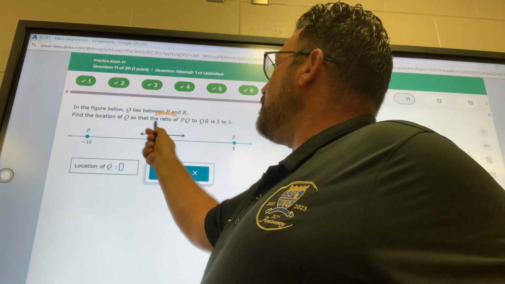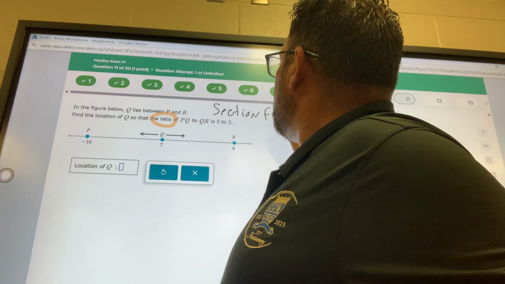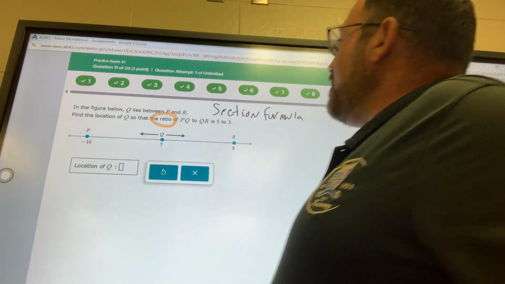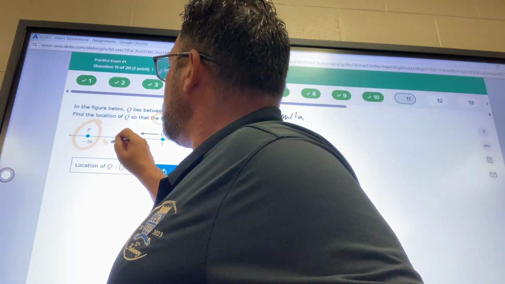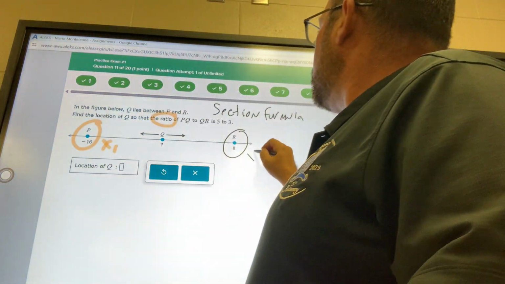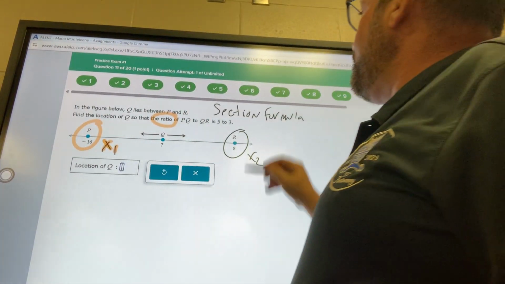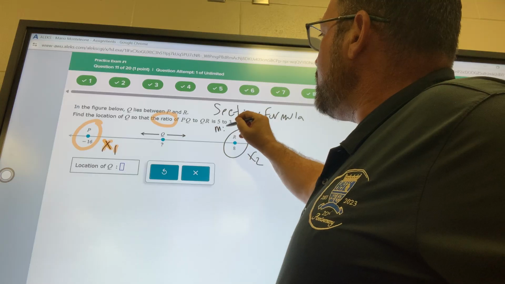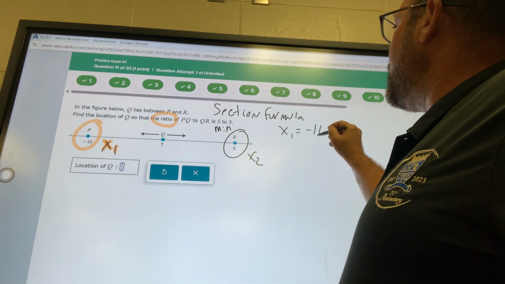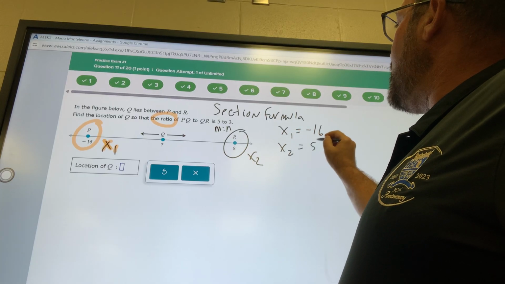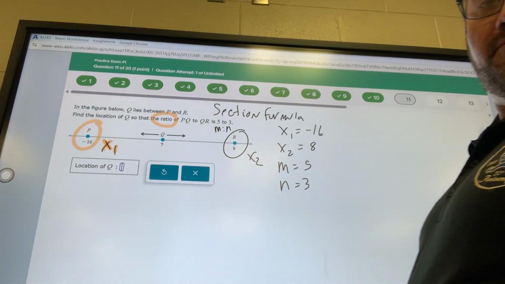Key word in this problem is ratio. We know this is our section formula. So here we have to identify x1 and x2, and we need to identify the m and the n. Remember, this ratio is m to n. So we have x1 is -16, x2 is 8, m is 5, n is 3.